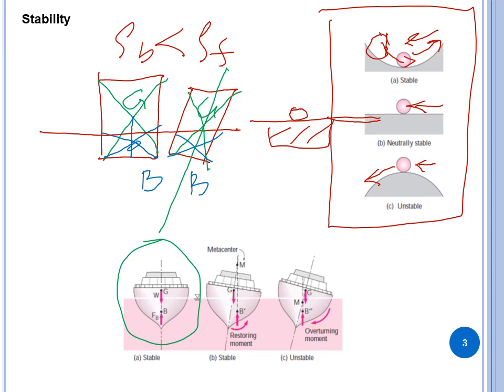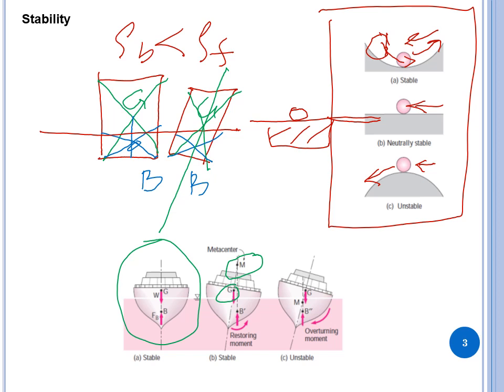Now that ship has tilted slightly to the right. So this is the center of gravity, which is G. Now the center of buoyancy has moved slightly to the right because there is more submerged volume inside the fluid. So we find out the center of gravity of that, which is the center of buoyancy. We draw lines passing through the center of this, and they meet at a point, and that point is known as the metacenter.